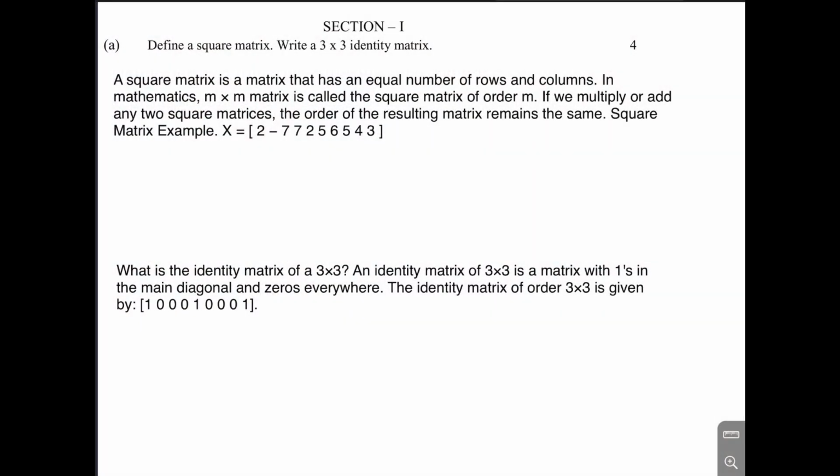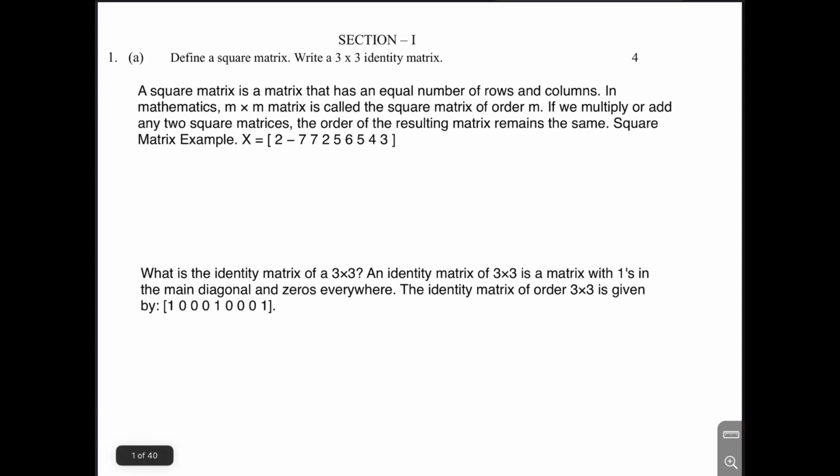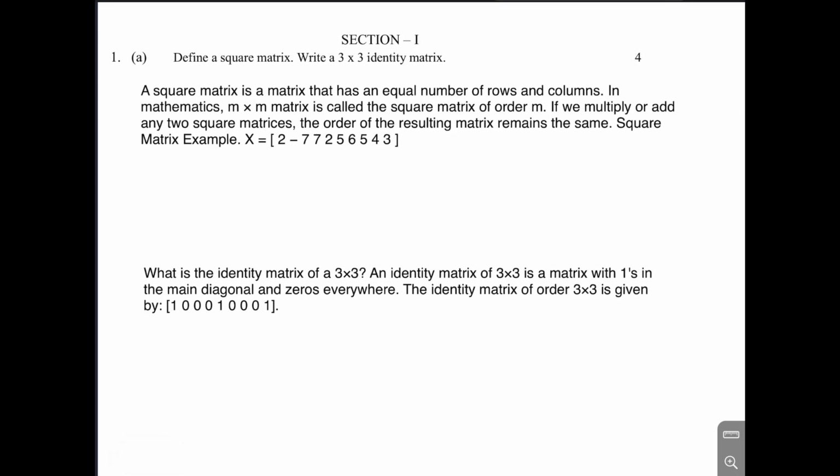Section 1. First question here. Define square matrix. Write a 3 cross 3 identity matrix.